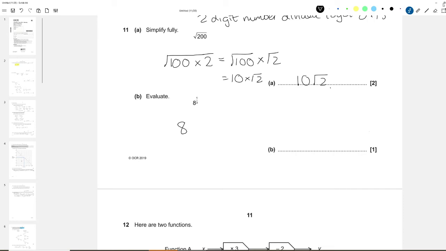Evaluate 8 to the power of a third. Now 8 to the power of a third means the cube root of 8. Now the cube root of 8 would be 2.